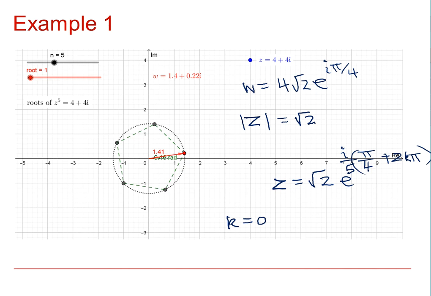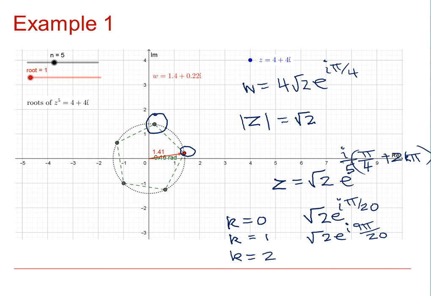When k is 0, this will give us the first root, root 2 e to the i pi by 20, seen here. The second root, where k is 1, will give us root 2 e to the i 9 pi by 20, which will be this one here.